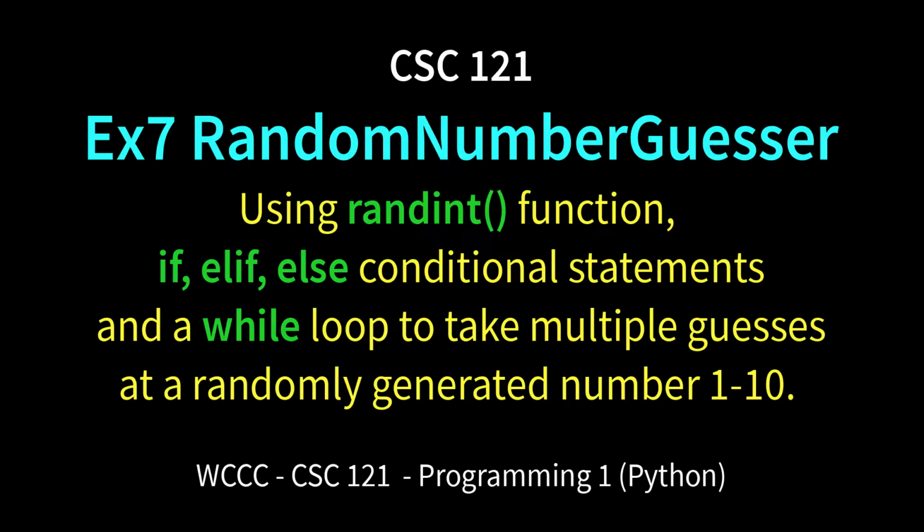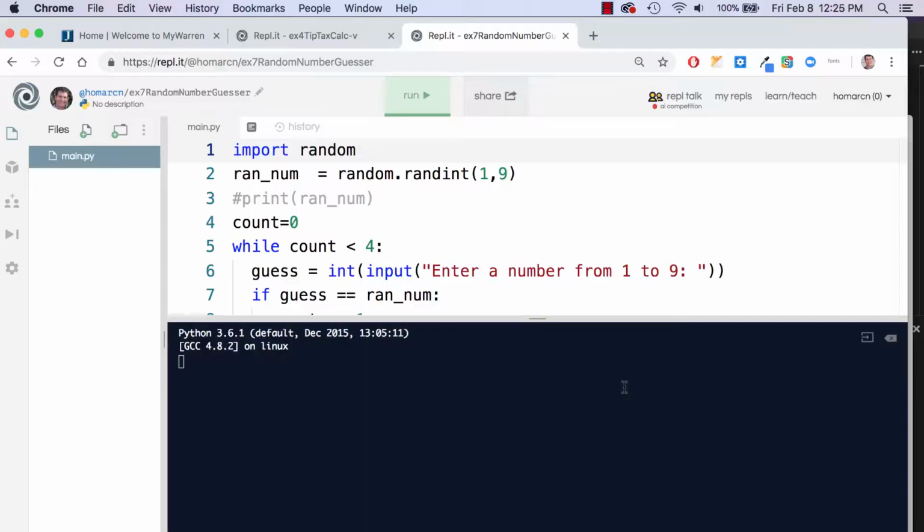Welcome to ex7RandomNumberGuesser, and this is getting us started with using the random module and being able to use random numbers to make things a little more interesting. We're also going to throw in a while loop in here just because it's the only way to really count number of attempts and to keep repeating what's going on, other than just copying and pasting a bunch of if-else statements, which we don't want to do and isn't very efficient.